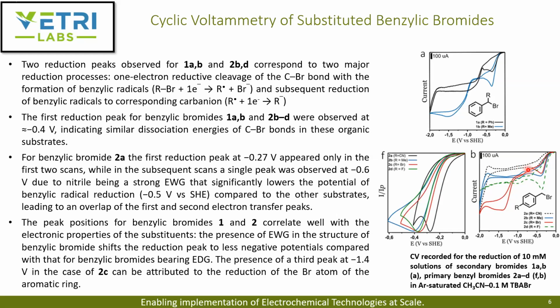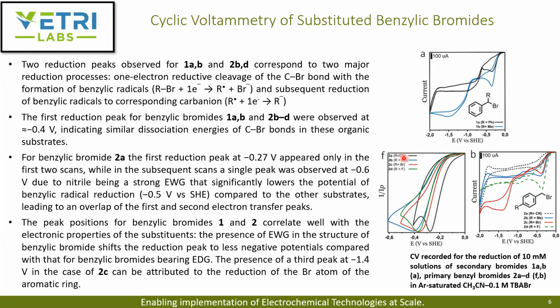They attribute this disappearance to the nitrile, because it's a strong electron withdrawing group that significantly lowers the potential of the benzylic radical reduction to minus 0.5 volt compared to other substrates, leading to an overlap of the first and second electron transfer peaks, because the second electron transfer peak is about minus 0.6 to minus 0.8 volts, depending upon which electron withdrawing or electron donating group you're using.